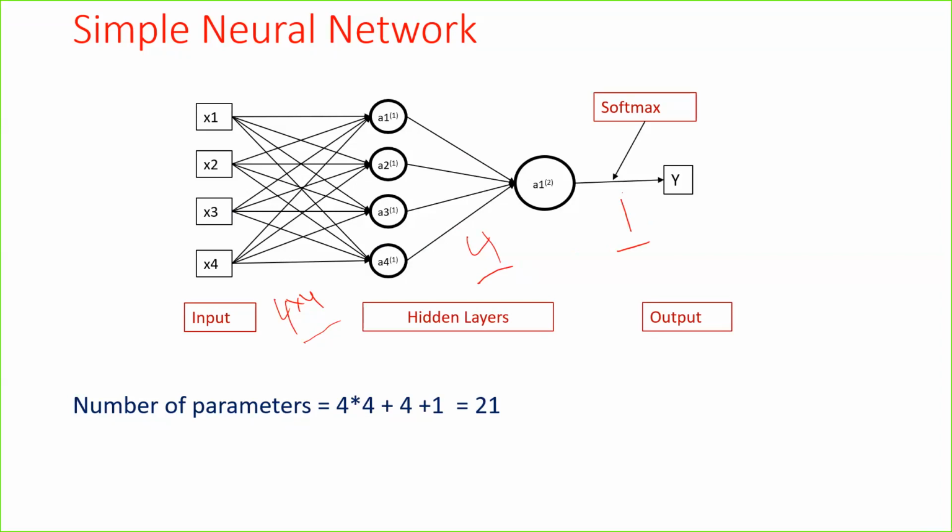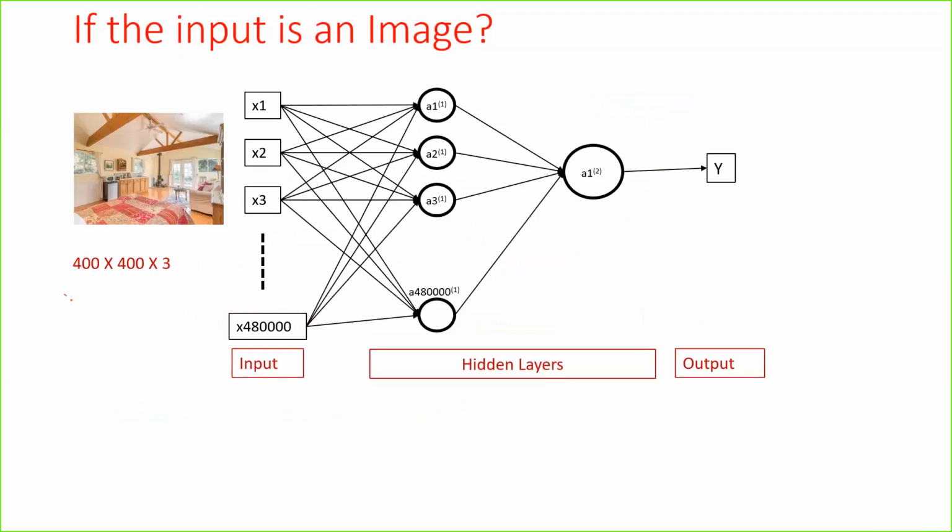What if the input is an image? What if the input is an image of size 400 by 400 by 3? So this is of size 400 by 400 by 3 and it is a color image, so therefore there are 3 channels in it. So the total number of numerical quantities that this image is representing is 400 times 400 times 3. Suppose I take each numerical quantity as an input for the neural network, how many total inputs are we taking? 400 times 400 times 3, which is 4,80,000 inputs.